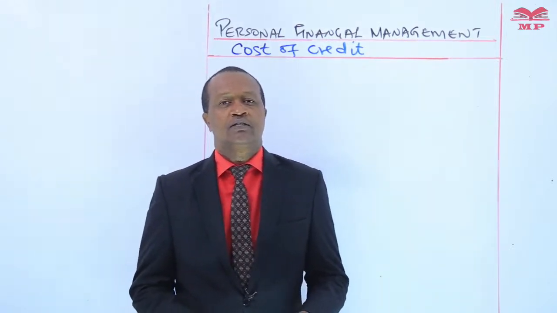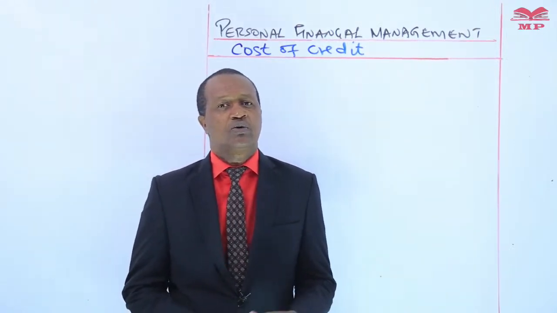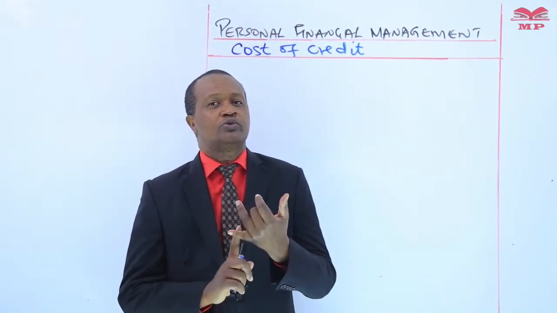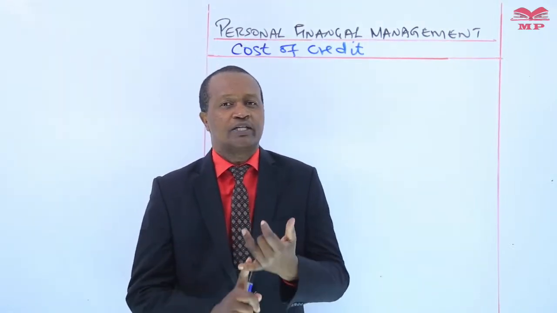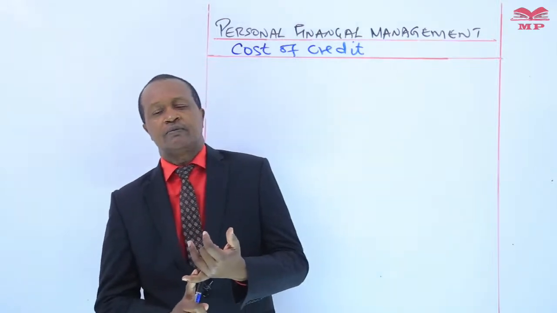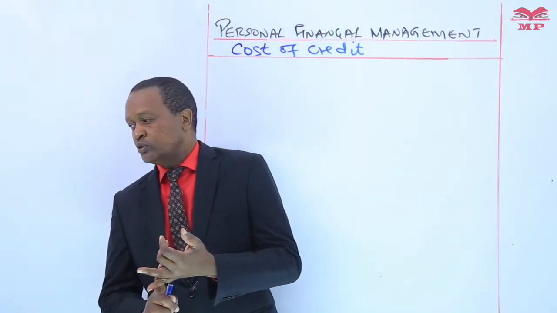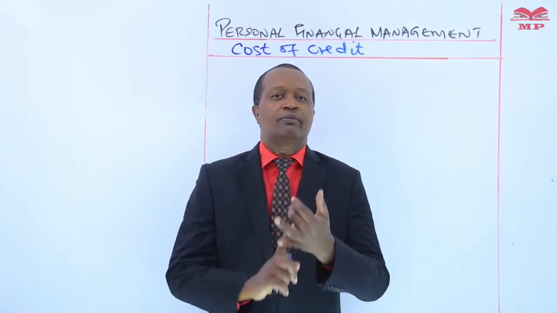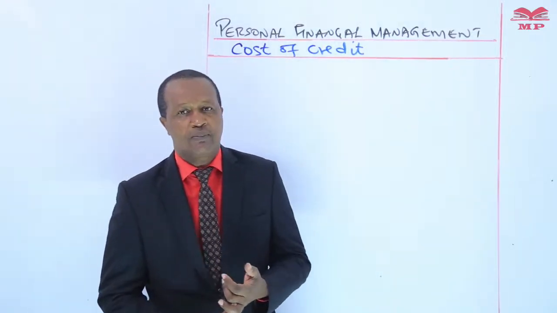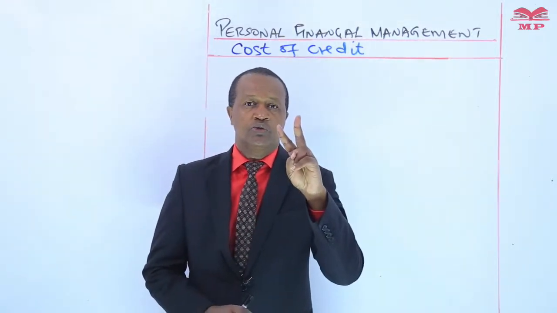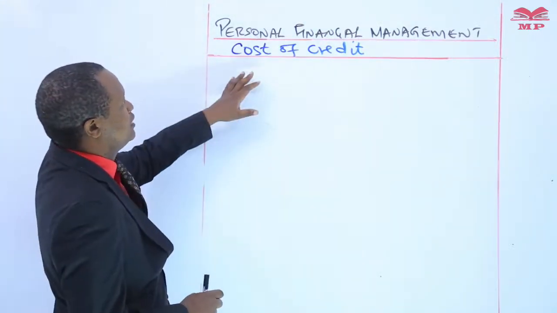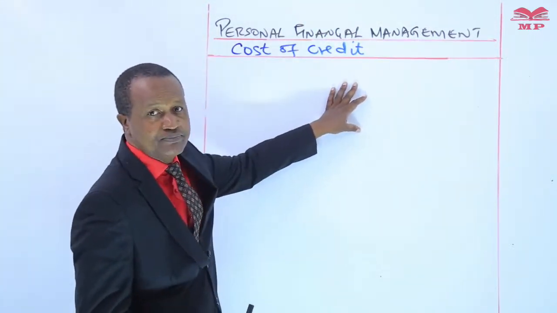The lesson objectives are: 1, by the end of this lesson, you should be able to outline the components of cost of credit. Number 2, you should be able to explain the impact of cost of credit on personal financial management. Two lesson objectives on the subtopic cost of credit.